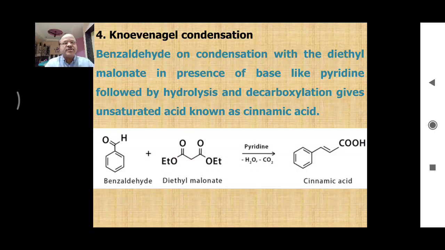Now what is this Knoevenagel condensation reaction? Benzaldehyde on condensation with diethyl malonate in presence of a base like pyridine, followed by hydrolysis and decarboxylation, gives an unsaturated acid, and this unsaturated acid obtained is cinnamic acid.